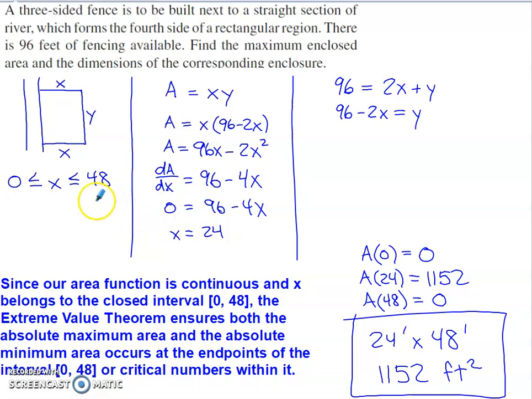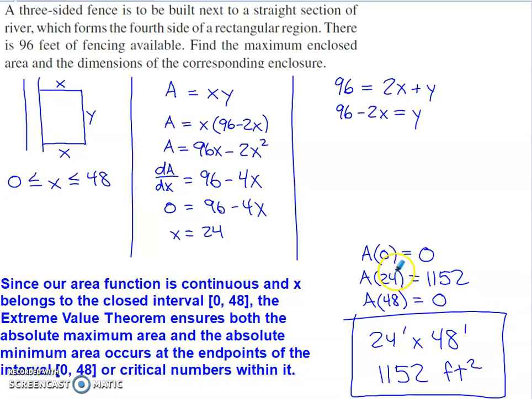Here's the benefit to having a closed interval. This area function is continuous. X has to come from this closed interval. The Extreme Value Theorem ensures that you're guaranteed to get both a maximum and a minimum for your function, and in this case it's this area function right here. And the maximum and minimum have to be either at the endpoints of the interval, 0 or 48, or at the critical number within it.